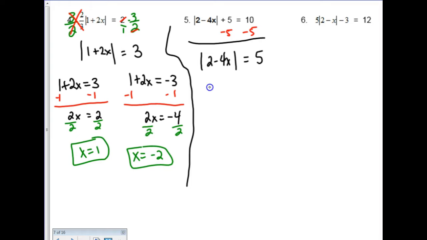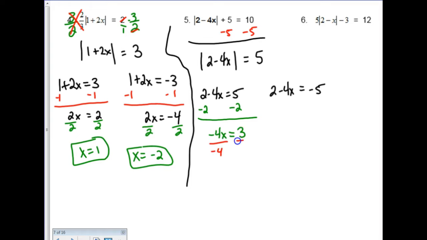Now you can set up 2 problems. So 2 minus 4x equals 5, but what else could 2 minus 4x equal? Negative 5, very good. If you're going to make a mistake, it's probably going to happen right here. I see we're going to subtract the 2. And then I get a lot of kids who lose this negative term. It's negative 4x equals 3. So then divide by negative 4. Leave your answer as a reduced fraction, so x equals negative 3/4.